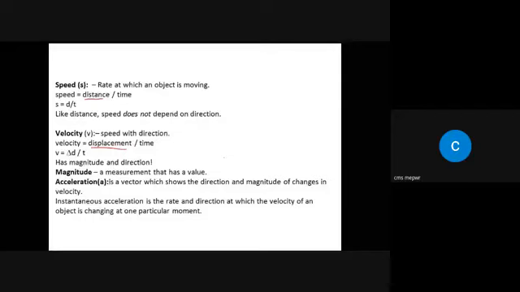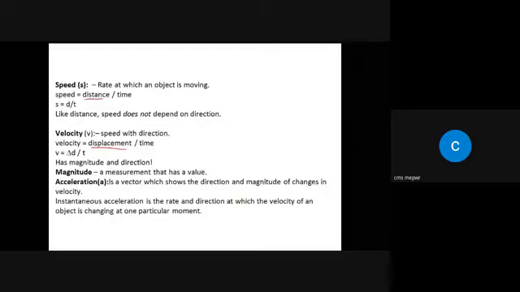Again, if we simply want to define acceleration, it is the rate of change of velocity, or change in velocity per unit time. Over here, what we have is a vector which shows the direction and magnitude of changes in velocity. So it has the same meaning which we just discussed.